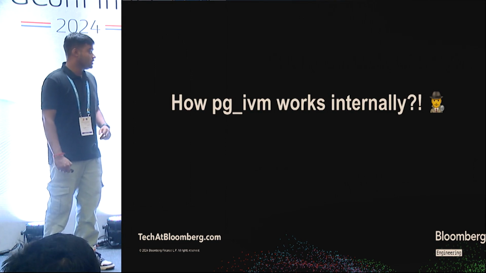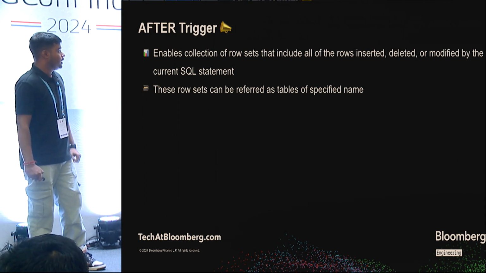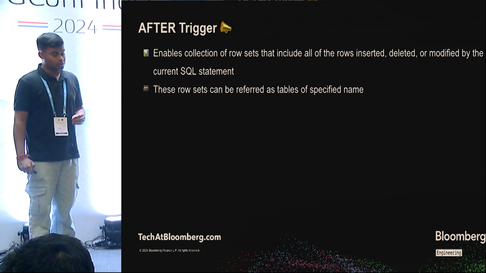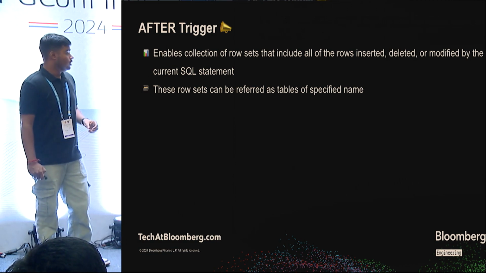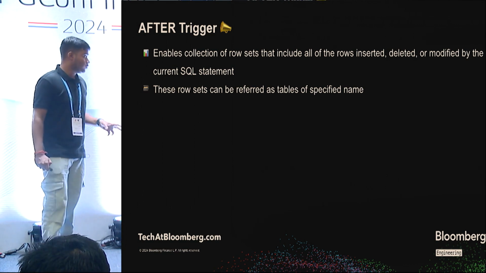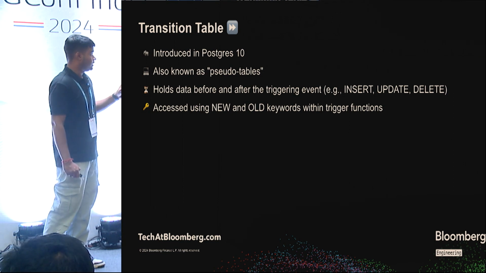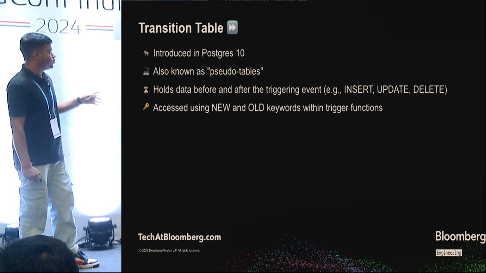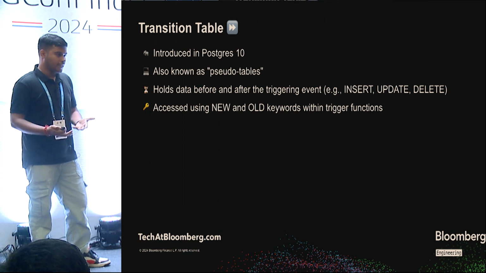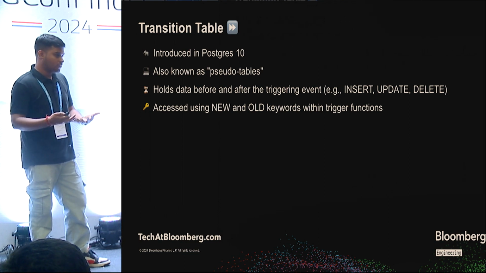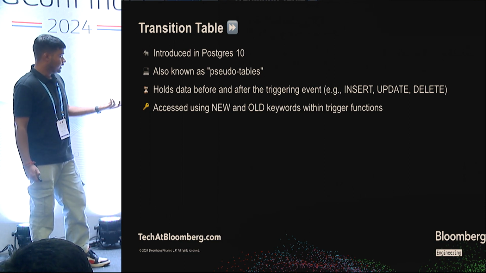So now let's deep dive into understanding how PGIVM basically works. It uses the approach of triggers and transition tables. To be precise, it uses after triggers, which are statement level triggers, where we get the delta and the gradient rows using the transition table. The transition table was introduced in Postgres 10. They are also known as pseudo tables, in which whenever an operation takes place using a trigger, we can get the rows that were added or the rows that were deleted using the new and old keywords within the trigger function. Let's see an example in the next slide.